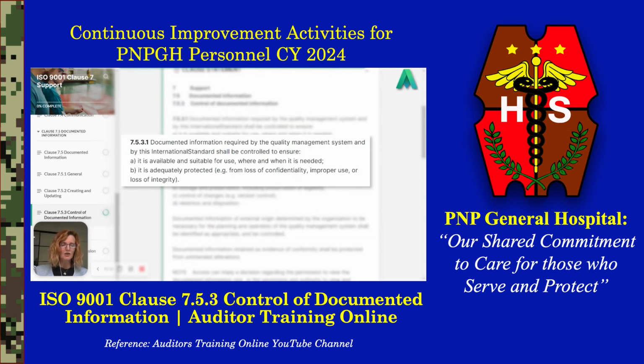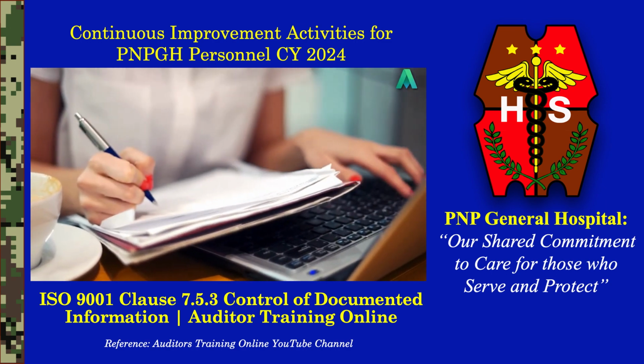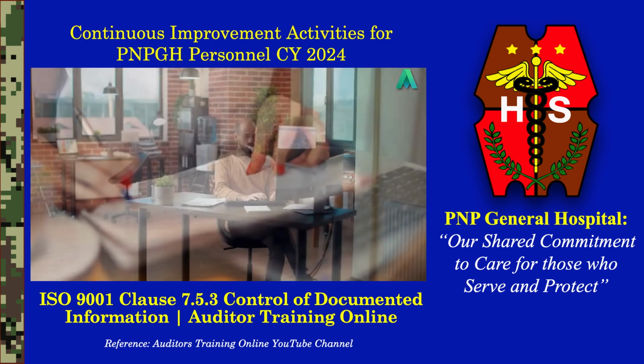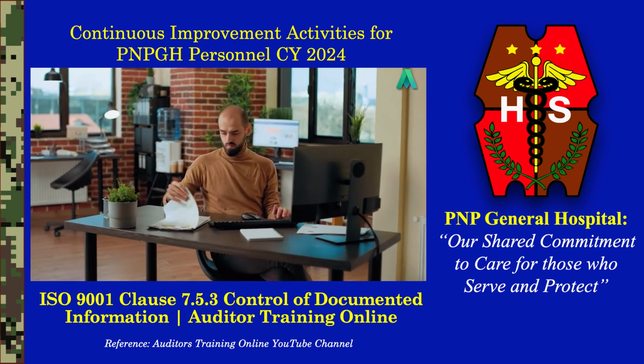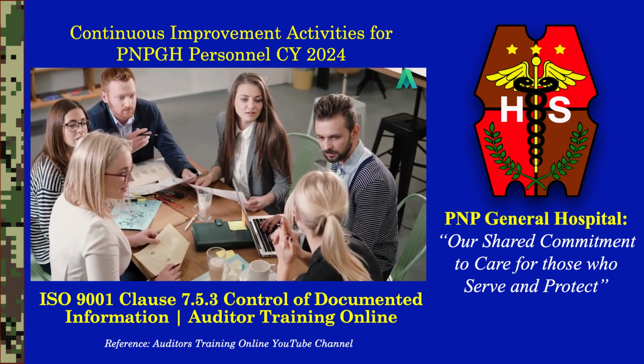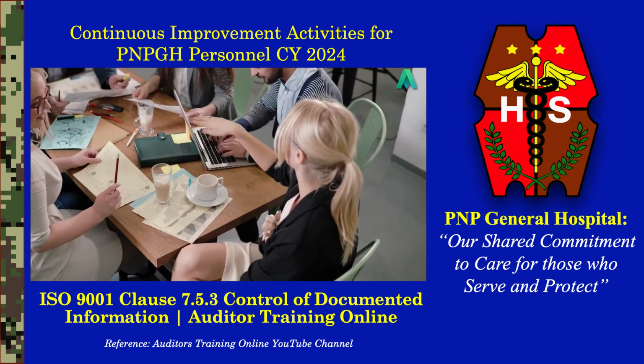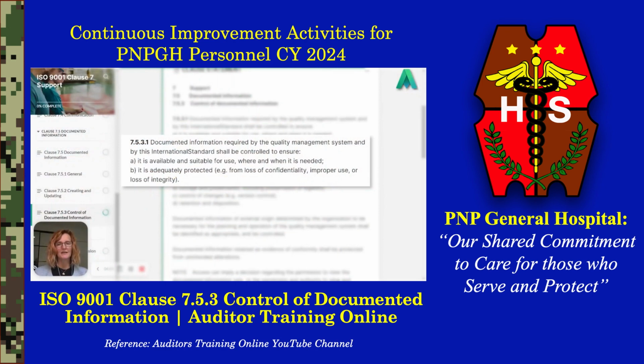Then the next section says B, it is adequately protected. For example, from loss of confidentiality, improper use, or loss of integrity. So if you're creating this documented information, you need to make sure it's protected. If you're saving your documented information electronically, you might think about different levels of access for different people. Is it read only to some of the team, or can other members of the team edit the document? So you need to protect it.